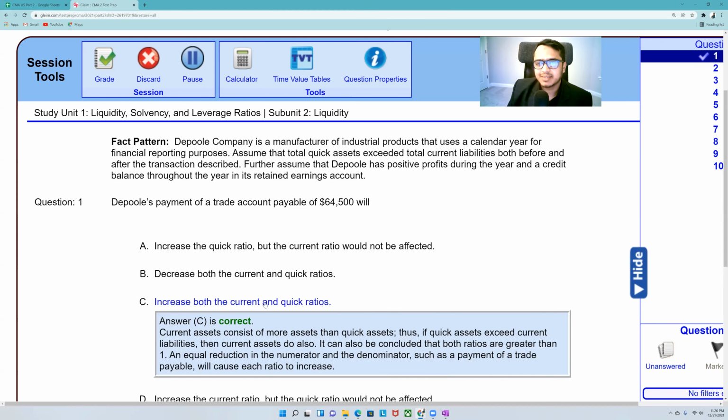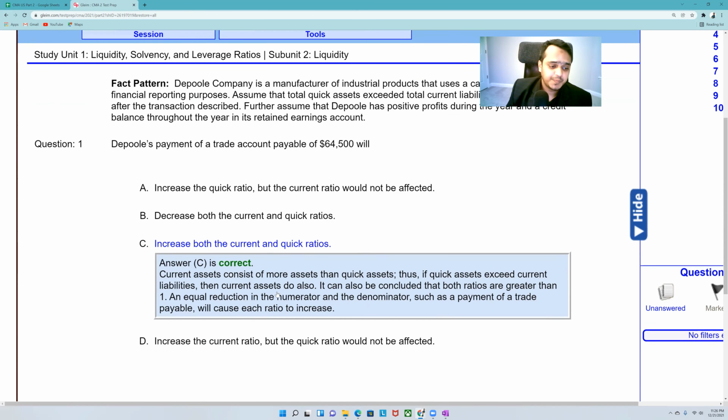I guess, yep, this is the answer. I hope that you guys are getting clarity over this: increase both the current and quick ratios.